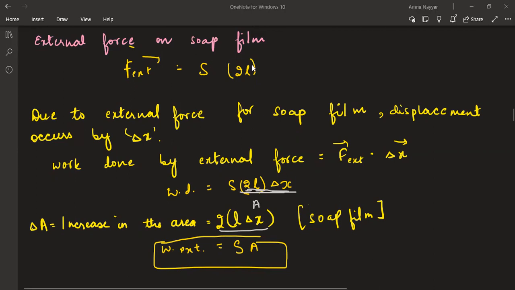No, S into A means surface tension into area. S is surface tension, and A is the area.